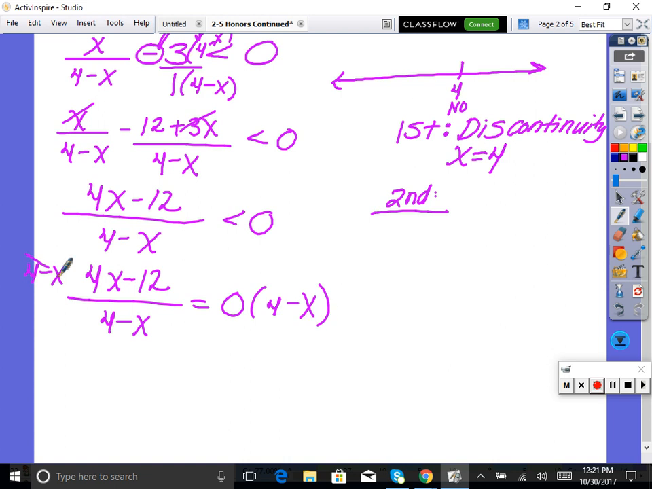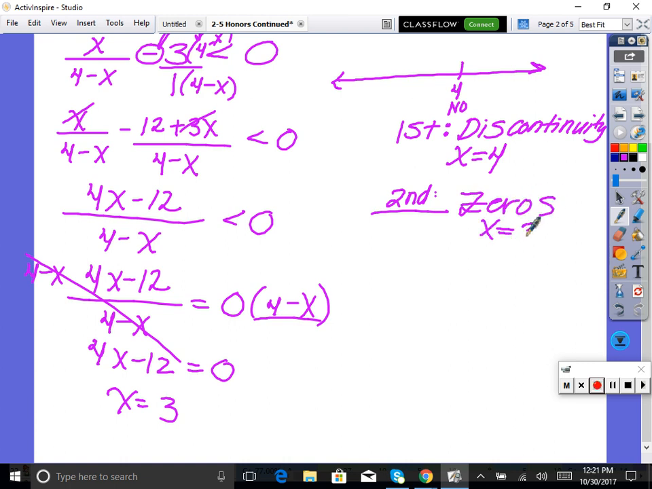So won't these divide out? 4x minus 12. When is that equal to 0? 0 times that's 0. So solve for x. What do we get? X equals 3. So that is when our function is equal to 0. So the second thing you do is find the zeros. So that's also where we've got to test. So 3 is where I'm going to test as well.